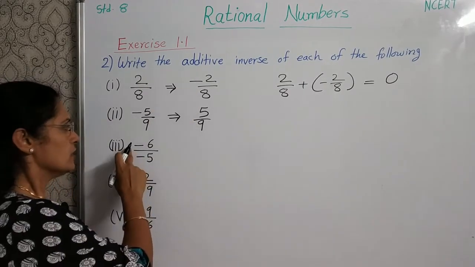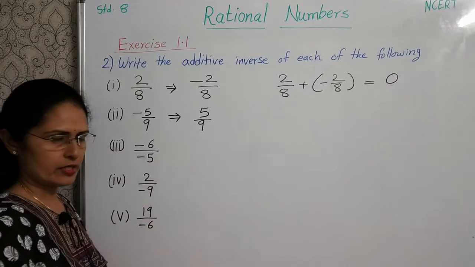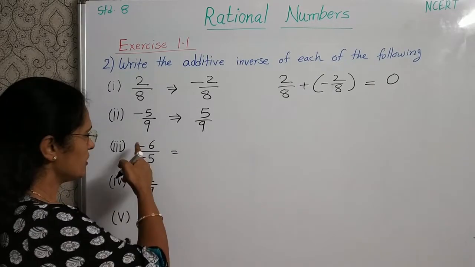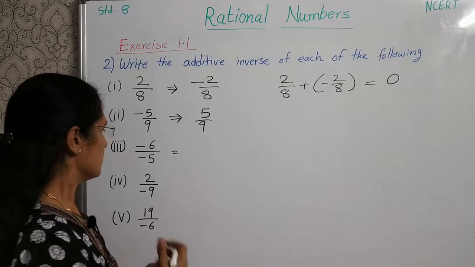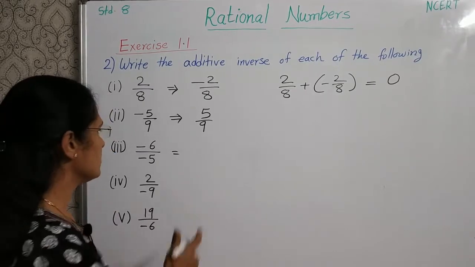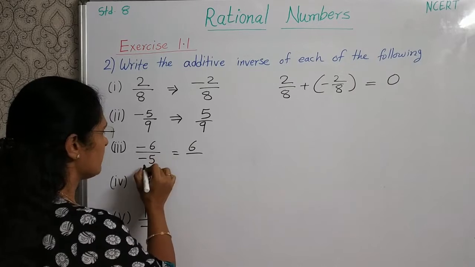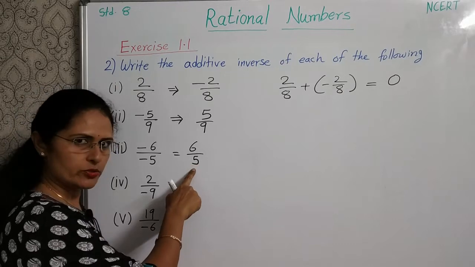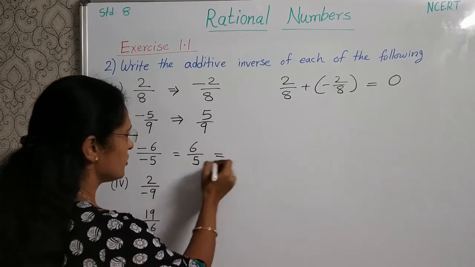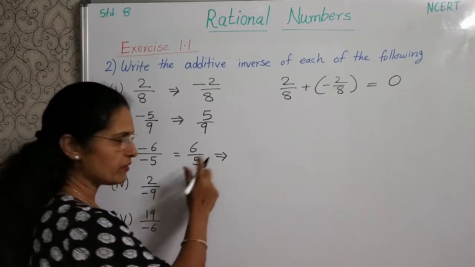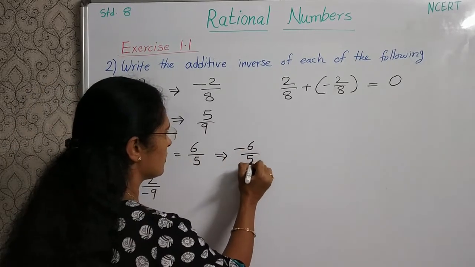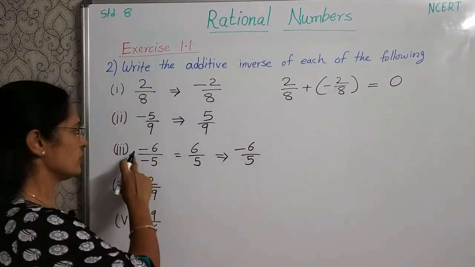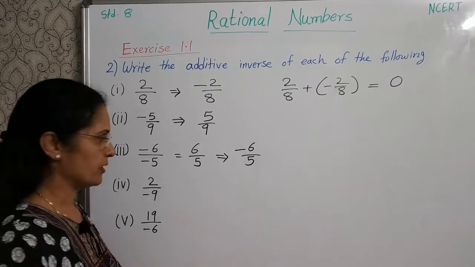Next, negative 6 by negative 5, minus 6 by minus 5. Now you know that in minus 6 by minus 5, the minus minus sign will get cancelled, or you can say minus minus will become plus, and so minus 6 by minus 5 is equal to 6 by 5. And now we will write the additive inverse of this. Now this is positive, so the additive inverse of 6 by 5 is negative 6 by 5. Therefore, negative 6 by 5 is an additive inverse of negative 6 by negative 5.